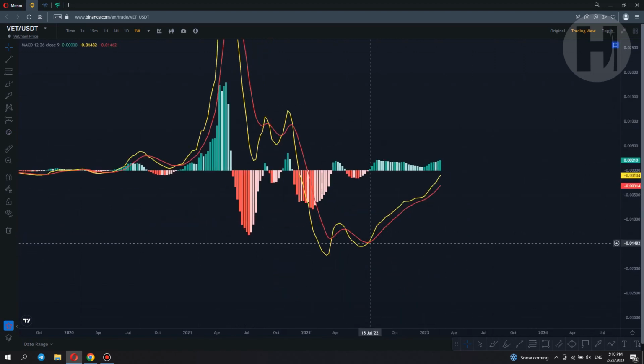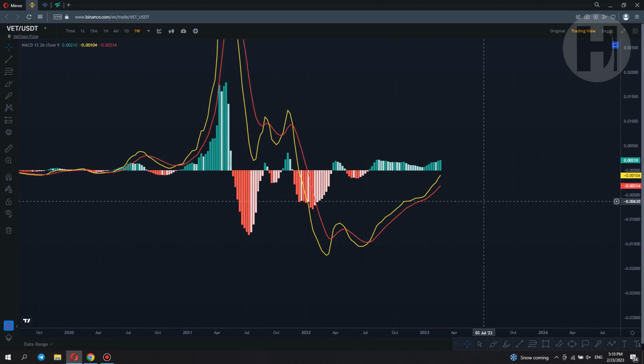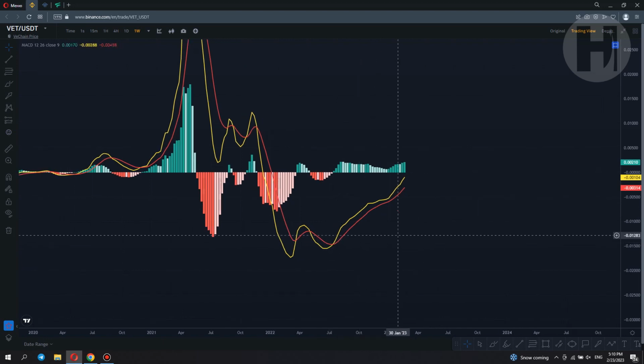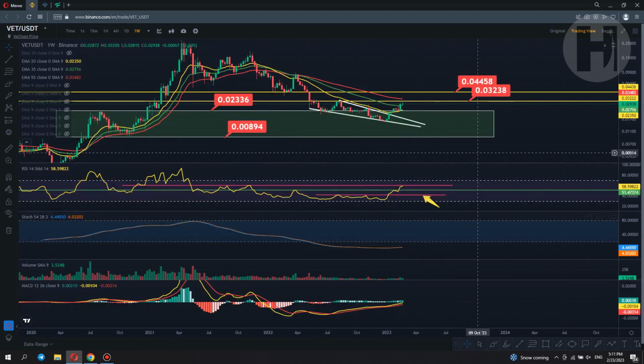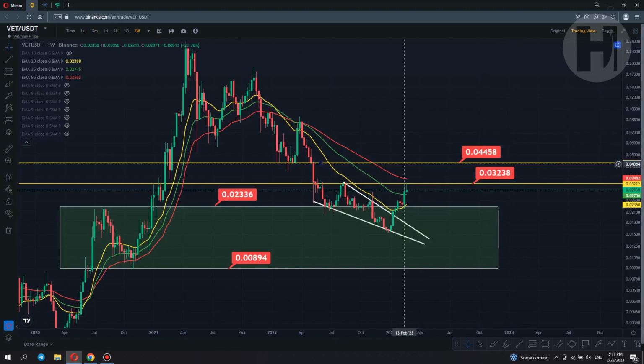So this bullish cross was definitely a good entry point or a good signal for anyone looking to enter Vechain. That wasn't specifically the bottom for Vechain, but that was a strong signal that the trend has been reversed on the weekly chart on the MACD. So that is pretty much everything that I wanted to cover for Vechain.